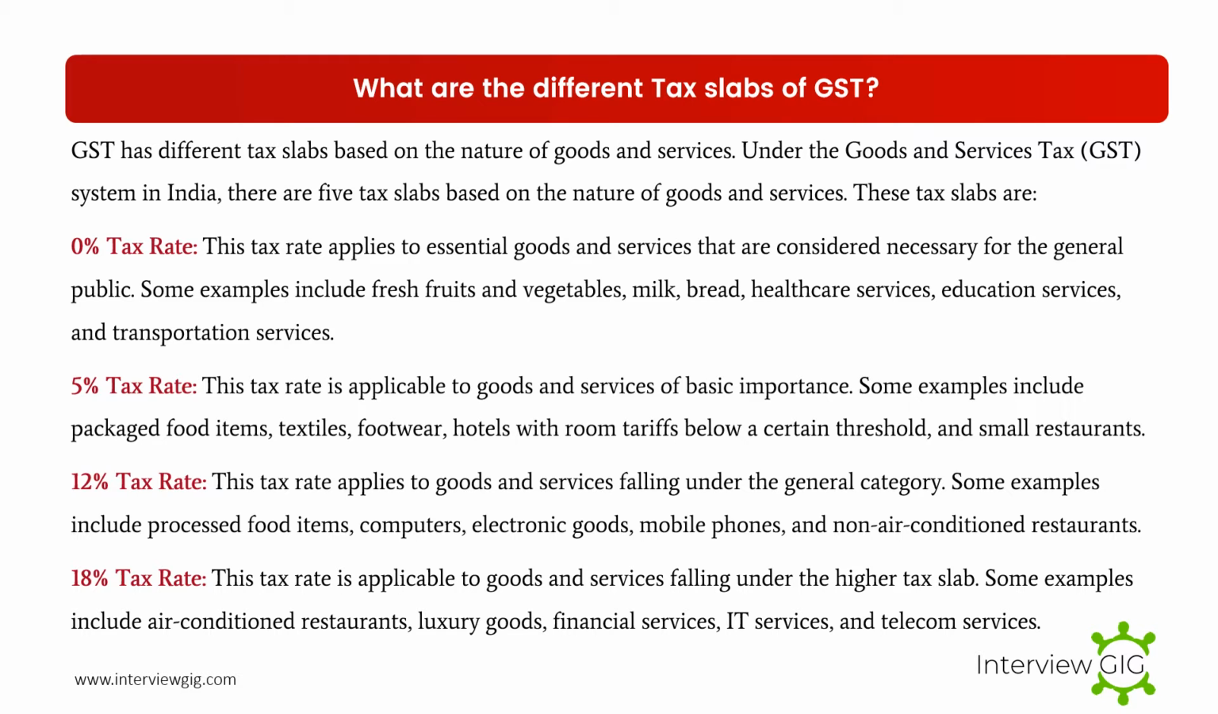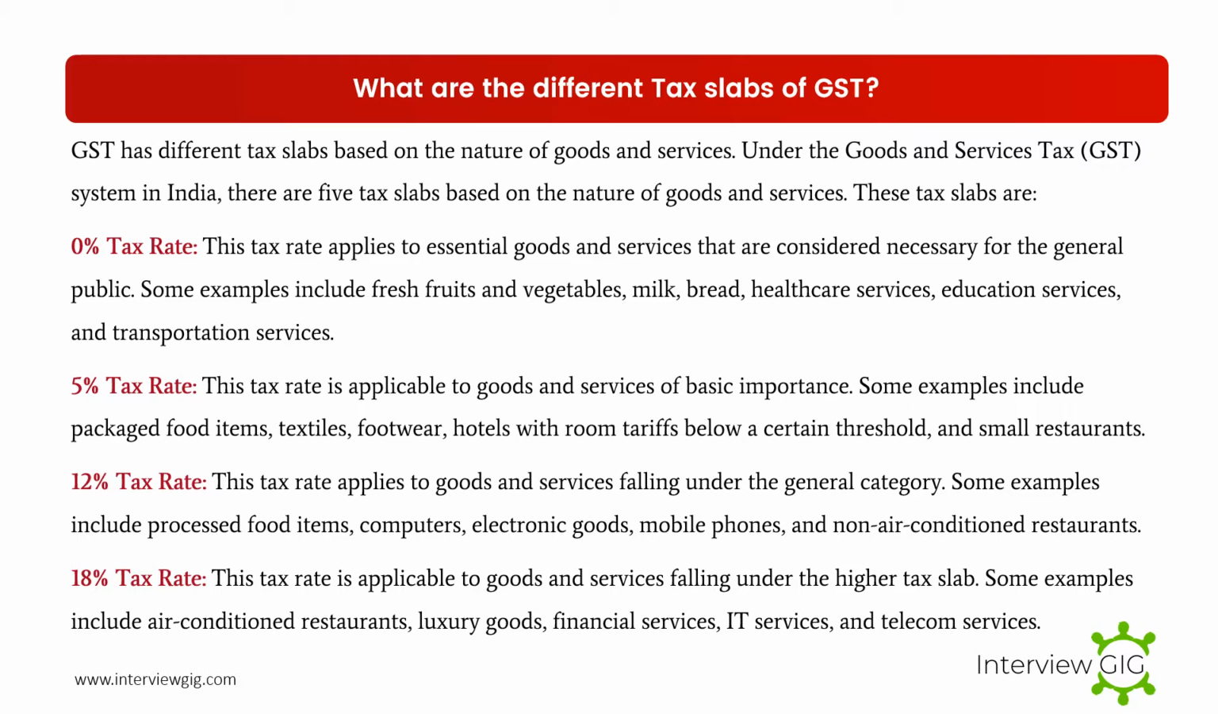What are the different tax slabs of GST? GST has different tax slabs based on the nature of goods and services. Under the Goods and Services Tax, GST, system in India, there are 5 tax slabs based on the nature of goods and services. These tax slabs are: 0% tax rate. This tax rate applies to essential goods and services that are considered necessary for the general public. Some examples include fresh fruits and vegetables, milk, bread, healthcare services, education services, and transportation services. 5% tax rate. This tax rate is applicable to goods and services of basic importance. Some examples include packaged food items, textiles, footwear, hotels with room tariffs below a certain threshold, and small restaurants.